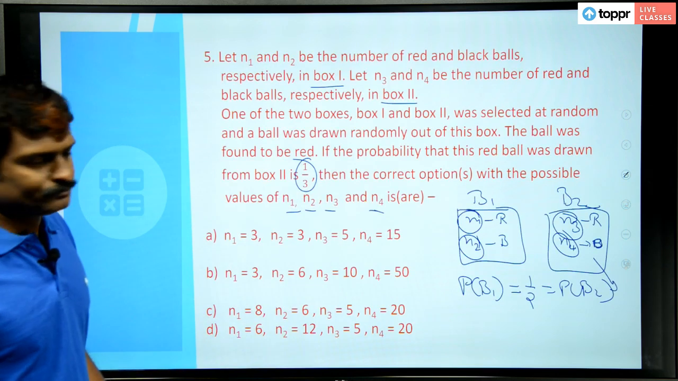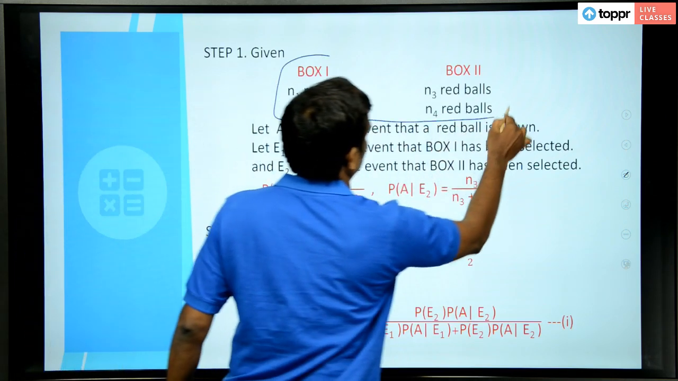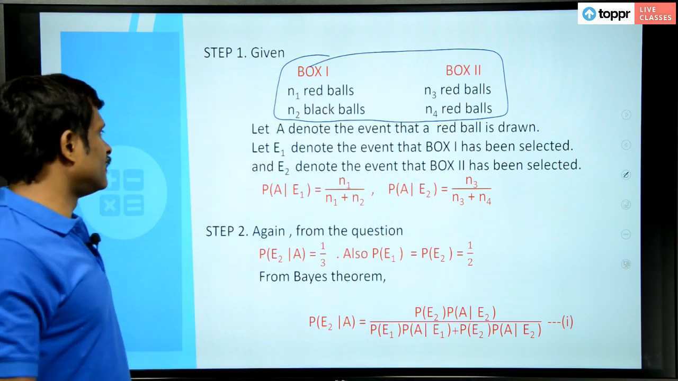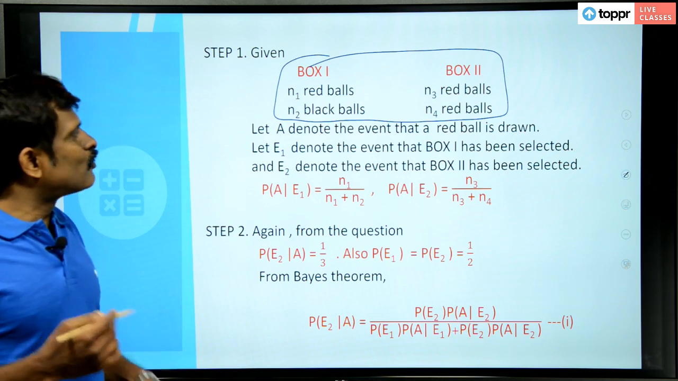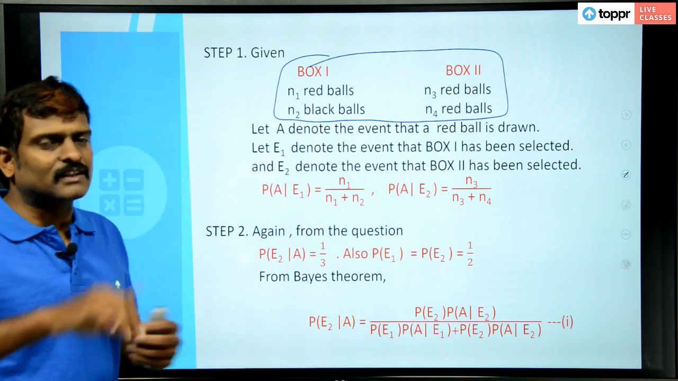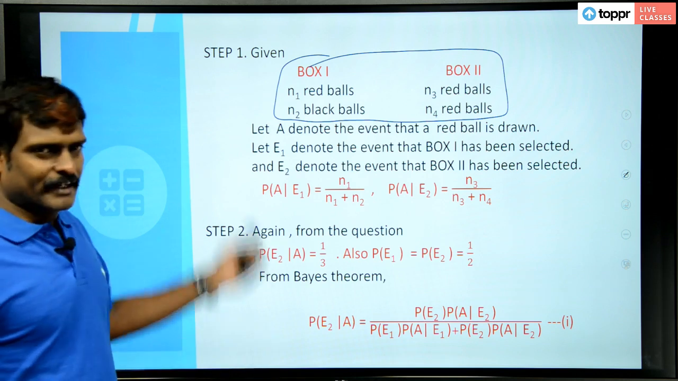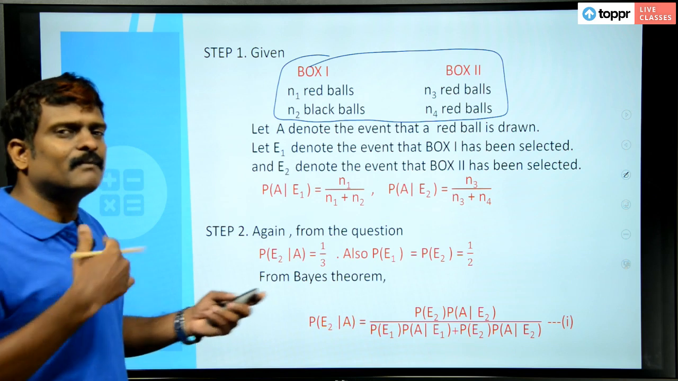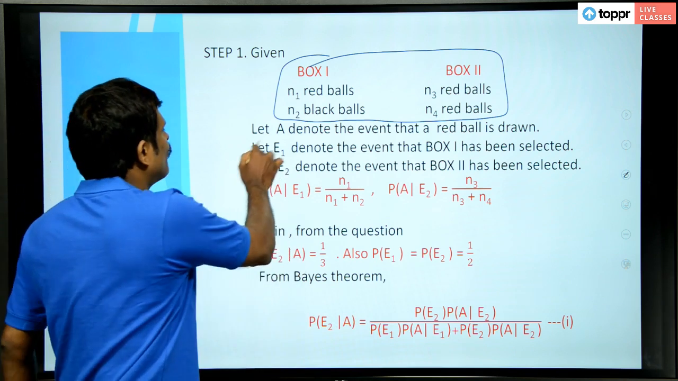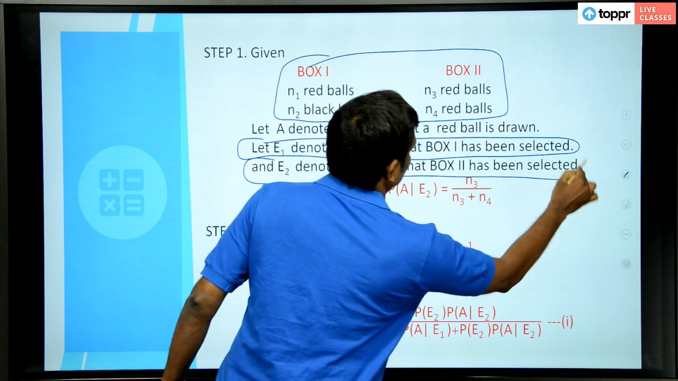when the ball is selected from box 2. So, let us list down the information given to us. We have already seen that box 1 has n1 red balls and n2 black balls, and box 2 has n3 and n4. A denotes the event that a red ball is picked. It may be from any box, first or second. Picking a red ball is A and picking a black ball or non-red ball is B. Also, E1 denotes the event of selection of box 1 and E2 denotes the event of selection of box 2.